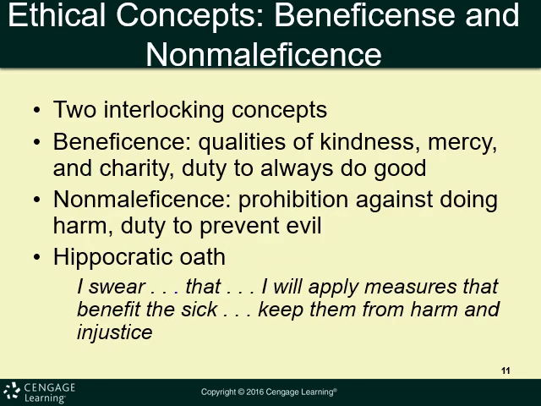There are two interlocking concepts in ethics known as beneficence and non-maleficence. Beneficence means the qualities of kindness, mercy, and charity. As seen in the ethical context, beneficence refers to the obligation to do good in all circumstances. Non-maleficence means the prohibition against doing harm. As seen in the ethical context, non-maleficence refers to the obligation to prevent evil or harm. The two concepts can be seen as opposites of each other.